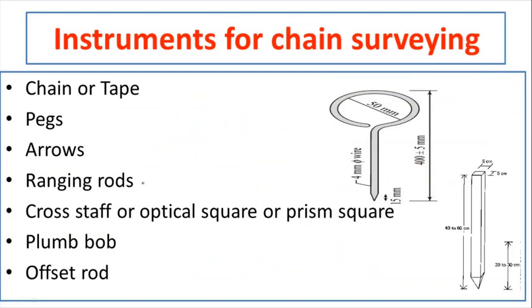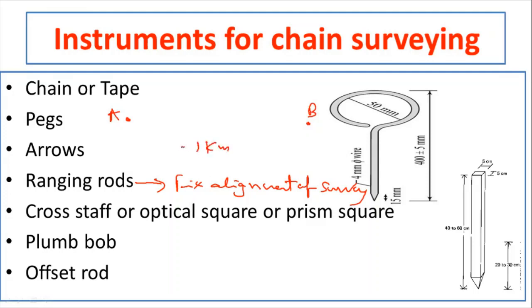So next one is the ranging rods, and these ranging rods are used to fix the alignment of the survey. Let us see what this is. Now suppose there are 2 points A and B which are at a distance greater than 1 kilometer. Now when you keep a chain here, it will come up to a distance of 20 meters. Next, when you keep the chain, it will come up to another 20 meters.